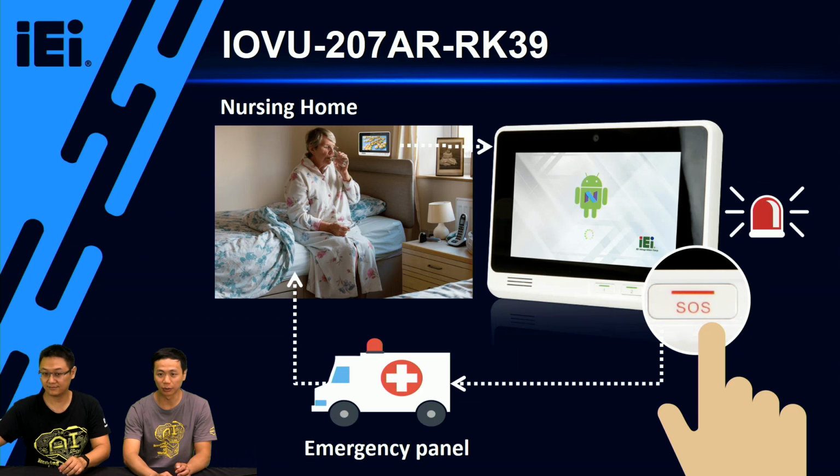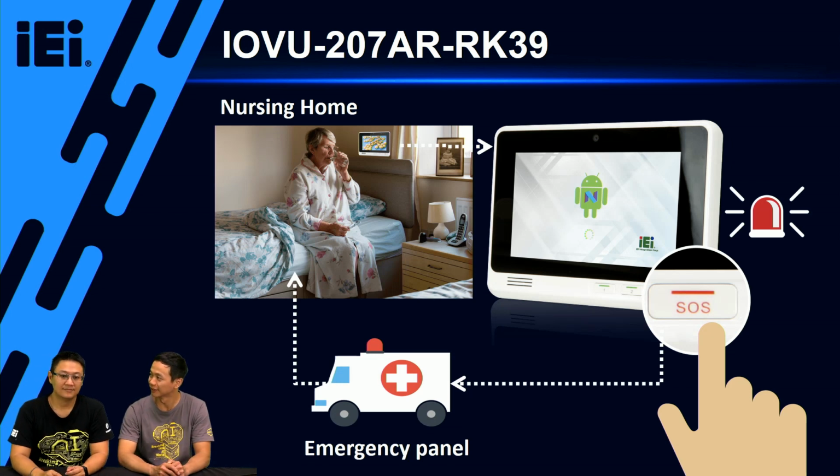Well, so what about the applications? Okay, we have 2 main applications here. The first one is for ordering care center. The direct communication between care center and nursing station can be carried out through IOVU 207AR, and the SOS button is there for emergency. You may also use IOVU 207AR in public areas like a fitness center or library in the community.